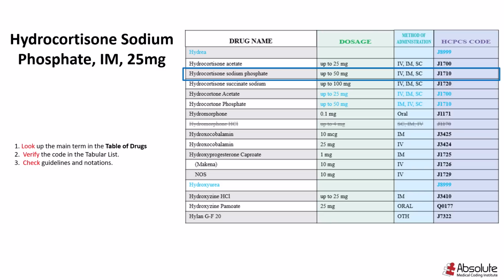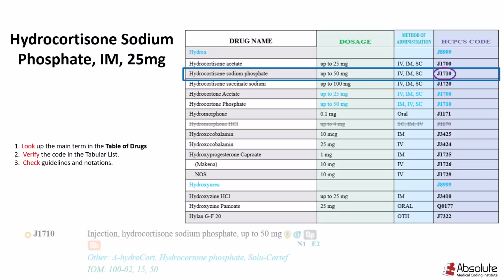We had an intramuscular route of administration, so it falls over here. And the correct HCPCS code is going to be J1710. And we cannot stop here. We have to verify the code in the tabular list as well. So let's go ahead and verify the code in the tabular list.